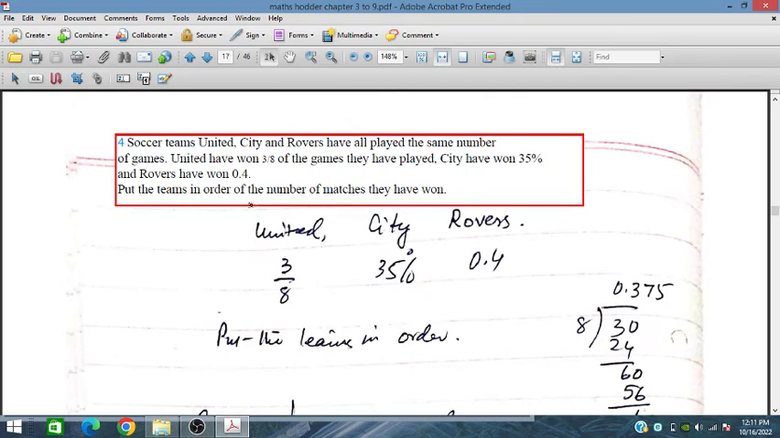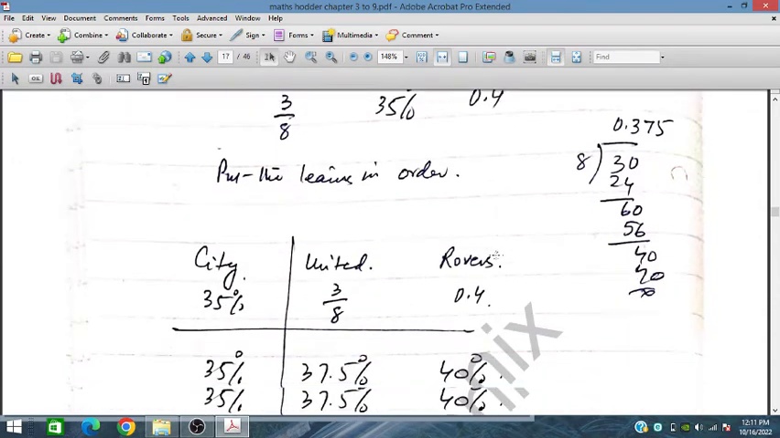The 1 mark question. United, City and Rulers all played the same number of games. United have won 3 by 8 of the games they have played. City have won 35%, and Rulers have won 0.4. Put the teams in order of the number of matches they have won. United won 3 by 8, City won 35%, and Rulers won 0.4. So put them in order.